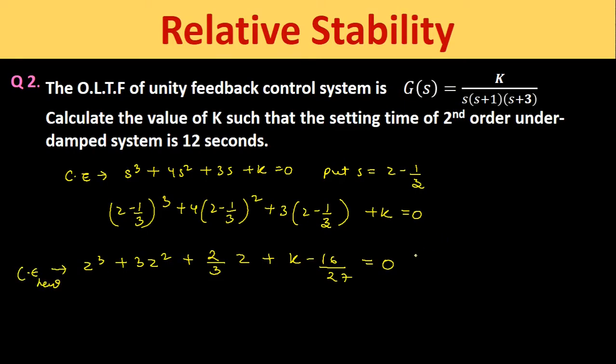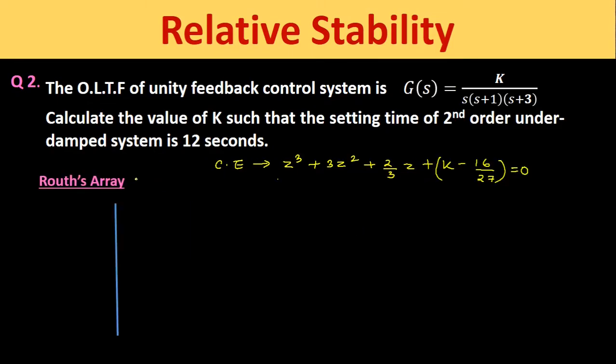Now using this new characteristic equation, we will construct the Routh array. To construct the Routh array, first we will find the coefficients from this characteristic equation. The first coefficient will be a0, then a1, then a2, and last will be a3. In this Routh array, first we have to write the highest power of z. The highest power of z is z cube, then z square, then z to the power 1, and last is z to the power 0.